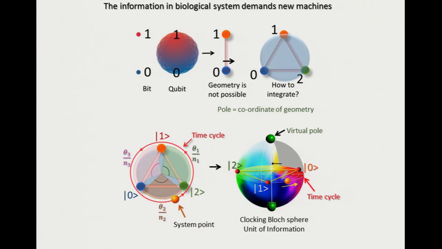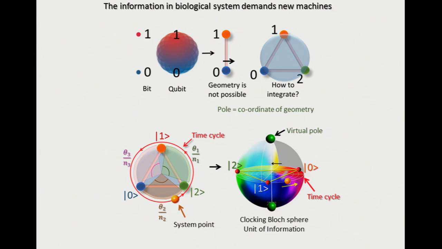So what is the structure of information? This was the most interesting part of my research, because I always wanted to see what is the unit of information, then the rest would follow. So in bits, you have 0 and 1. In qubit, you have a phase space. So 0 and 1 are the classical points, and through the phase space, you can go infinite possible ways.